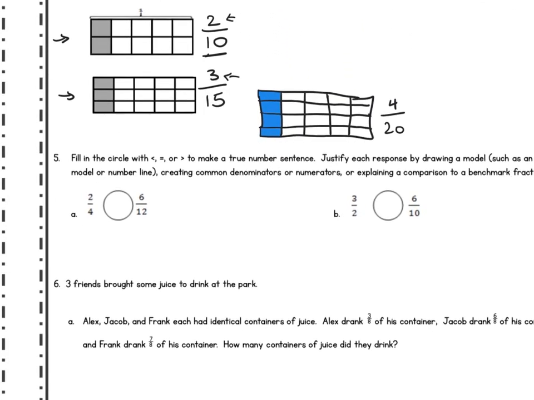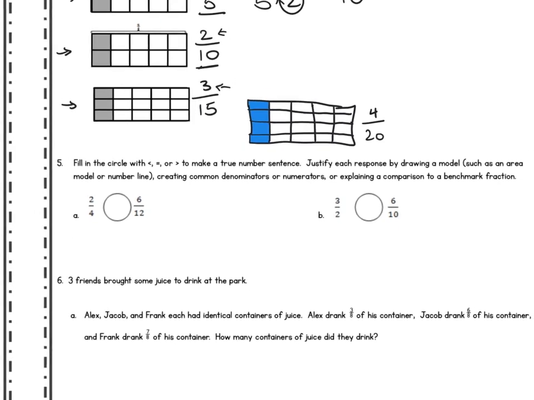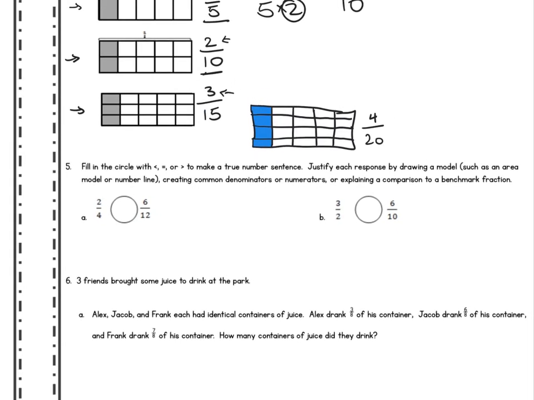Moving on to question 5. It says fill in the circle with less than, equal to, or greater than to make a true number sentence, and to justify each response by drawing a model, such as an area model or number line, creating common denominators or numerators, or explaining a comparison to a benchmark fraction. So we're getting an answer, and then we have lots of different opportunities to explain why we got the answer that we got. So starting with the first fraction here, we have 2/4 and 6/12.